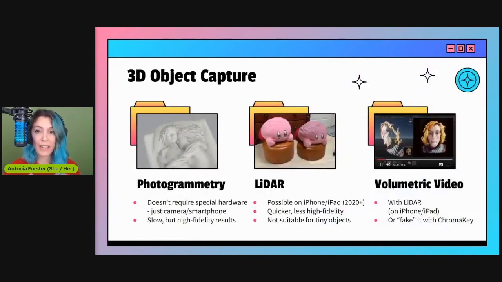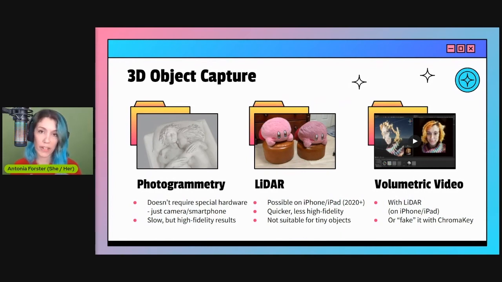And finally, if you want to bring a real object into the digital world, how would you do that? One way is photogrammetry. You can use any camera to take lots of pictures and stitch them together with software into a 3D model. It's slow, but you can get detailed results. LiDAR is much quicker. You can do this with an iPhone or iPad, but it works better on large objects. I'd say larger than a shoe.